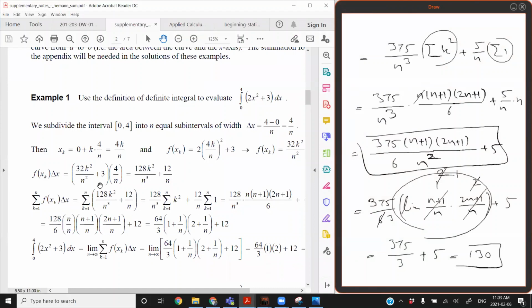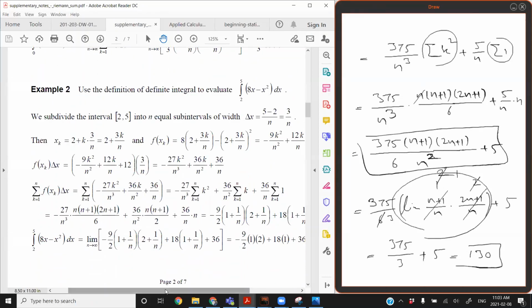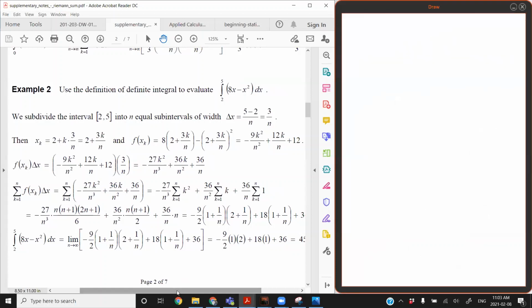So that was example 1. You have all the examples here, so every detail that I explained is also here. Let's do this one. Example 2. You're trying to figure out this area, the area under this curve above the x-axis and between the lines x equals 2 and x equals 5. In other words, A is 2 and B is 5.